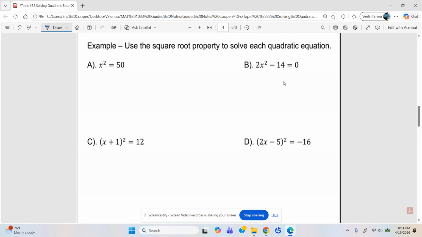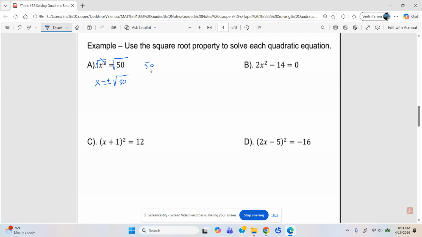Let's show you here. Use the square root property to solve each quadratic equation. We have x squared equals 50. Our job is to get x by itself. So we're going to square root both sides. When I square root the squared, it leaves me with x. Here, I'm going to have the square root of 50, but now there could be both a positive and a negative answer, so it's plus or minus the square root of 50.